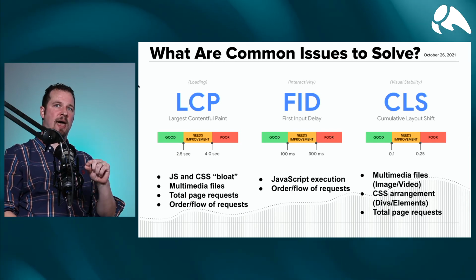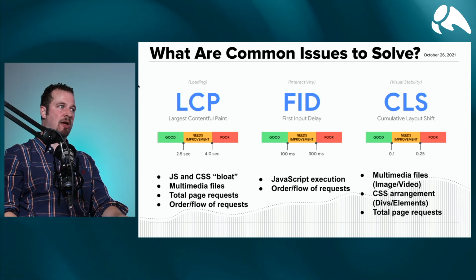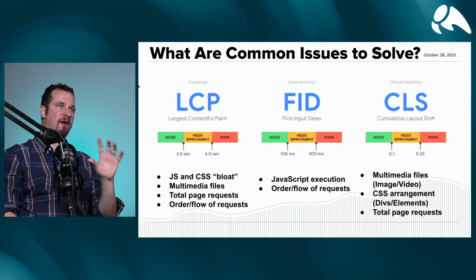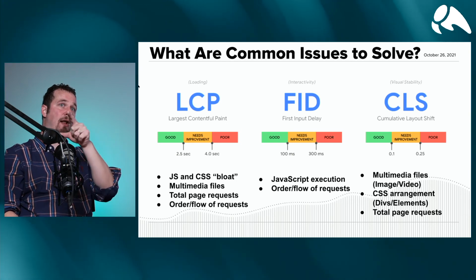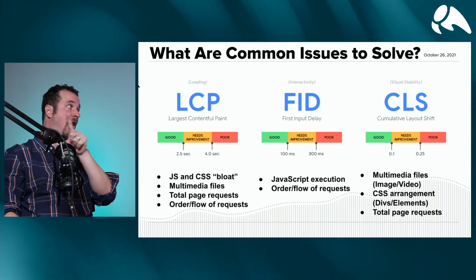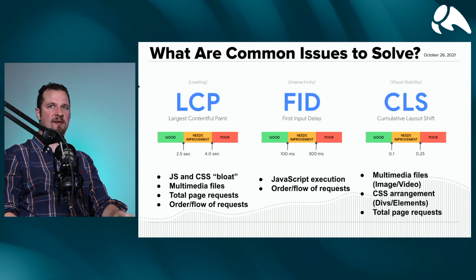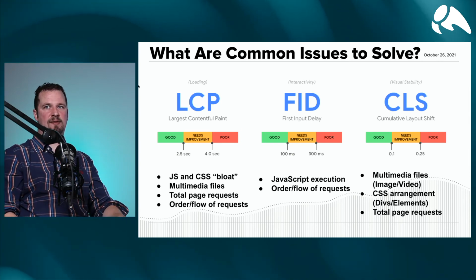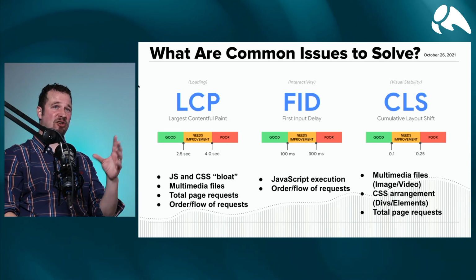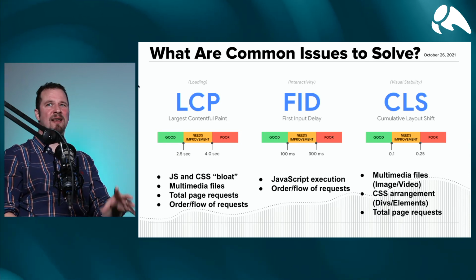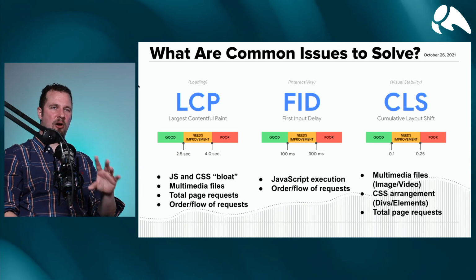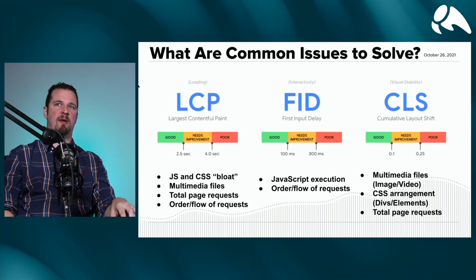For first input delay, it's typically your JavaScript execution. Again, especially if it's something like you click and it's a read more, or it's some sort of interactive thing that you're trying to do, like on that Lighthouse calculator, for me to actually slide the sliders, that requires JavaScript. So if there's interactivity delays, it's probably something related to JavaScript. It might also, again, be your order or flow of requests. And then for CLS, it's almost always your CSS, how it's actually arranged or coded. It could be total page requests, and it could also be, again, your multimedia image files.